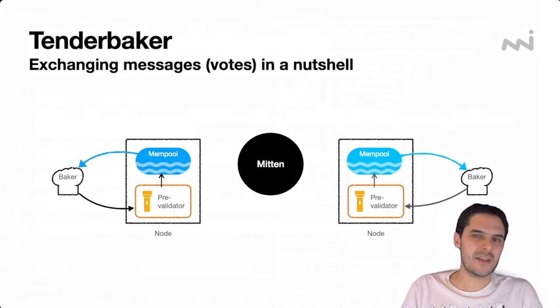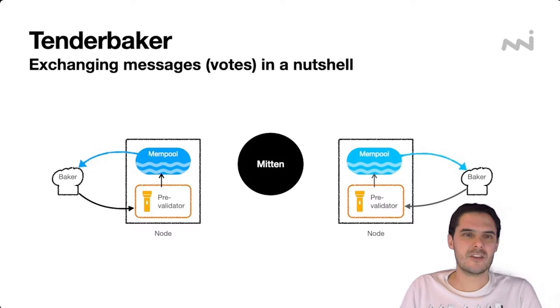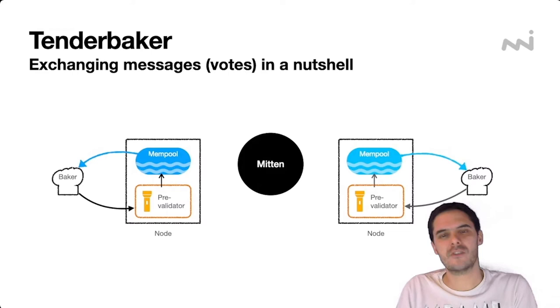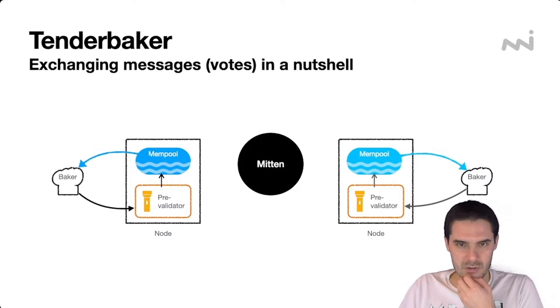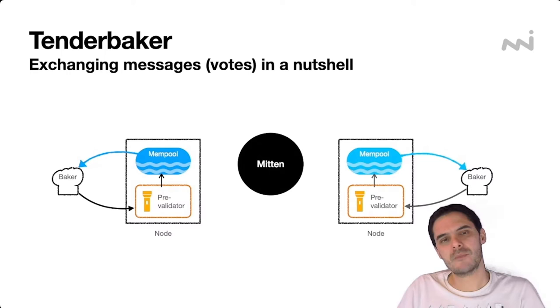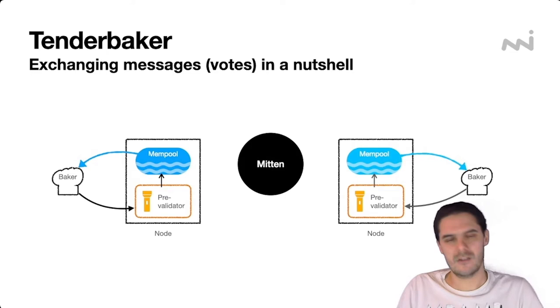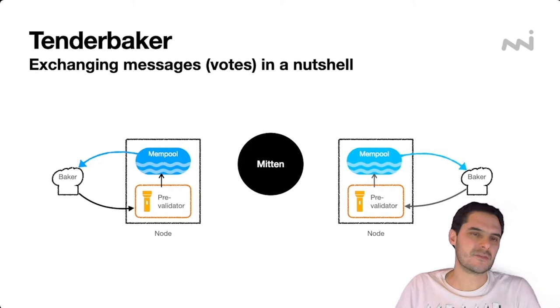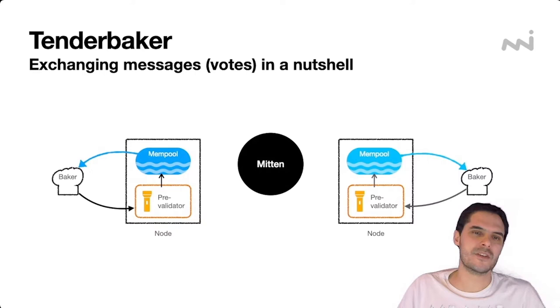The baker in Tenderbake is a bit specific in that exchanging messages or votes does not go through communication between the bakers themselves, but instead goes through communication between the nodes and the exchange of mempools. They exchange their messages by exchanging their mempool. So on the left here we have a baker with a node, and we are only looking at the prevalidator and the mempool of the node. The baker sends operations to the prevalidator, which, once prevalidated, are put into the mempool, and then the baker also reads the operations that it gets from the mempool. The mempool can get operations that are injected into the node, or it can also get operations that come from the network from somewhere else.